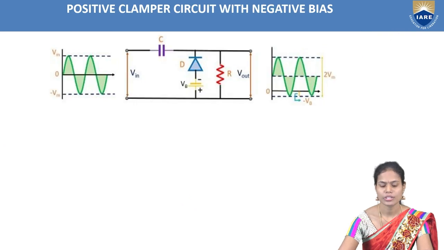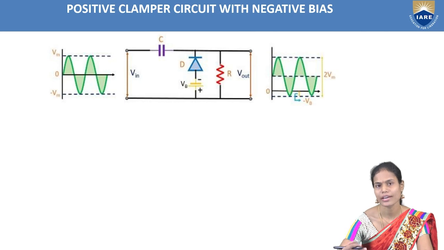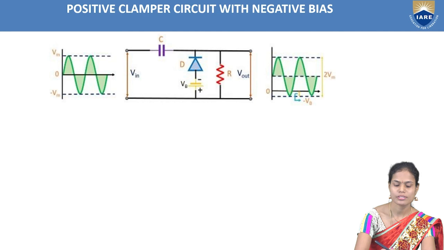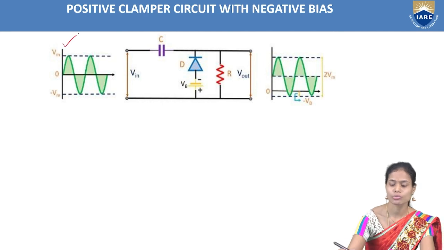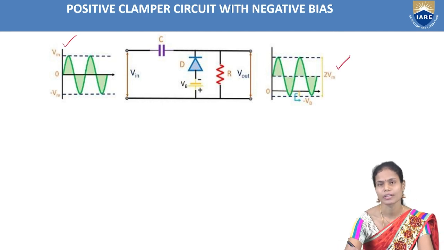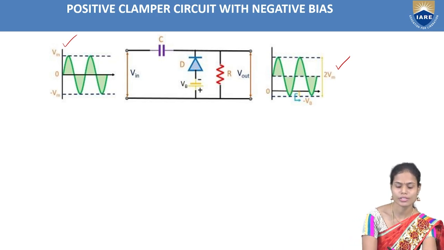And the next type of circuit is positive clamper with negative bias. If we change the direction of the battery in the positive clamper with positive bias, then we can get the circuit of positive clamper with negative bias. So in this case, if we apply the sinusoidal signal to this, we will get the waveform like this. After the battery level, the total signal will shift upwards, because it is the positive clamper circuit.